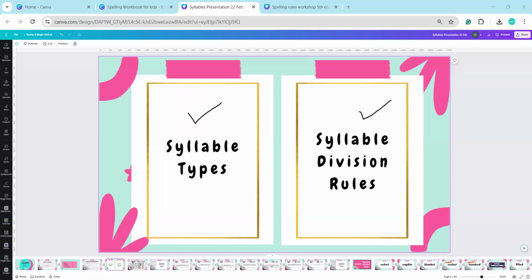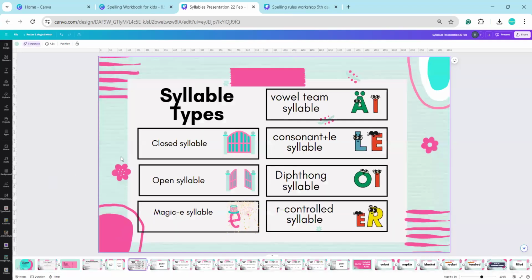Types of syllables, what are they? What are types of syllables? Here you are. Open syllable, closed syllable, magic e syllable, vowel team syllable, consonant plus LE. Another name for this is stable. We also call it a stable syllable. Then we have this one, consonant plus LE. Then we have diphthong syllable, R controlled vowel syllables. These are the different names of syllables.